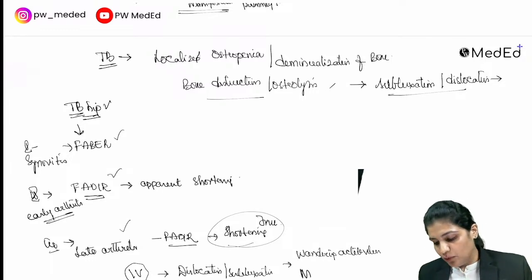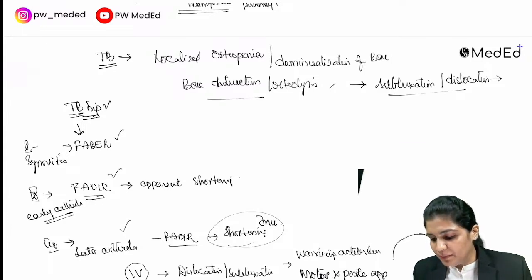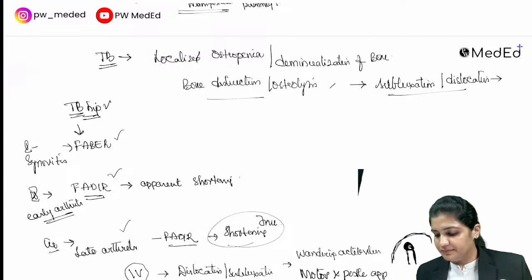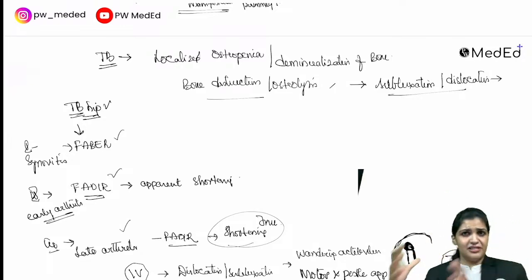And then you will see the mortar and pestle appearance, where the acetabulum will become very wide and the femoral head is smaller in size, like something you use in the kitchen, the mortar and the pestle, right? So these are certain manifestations of the TB.